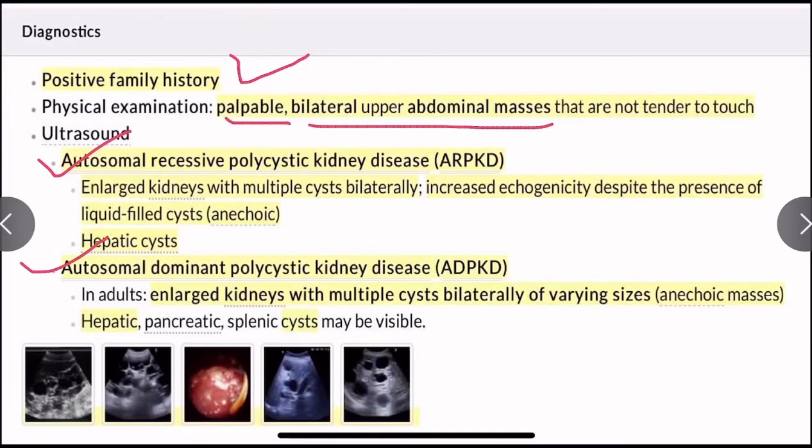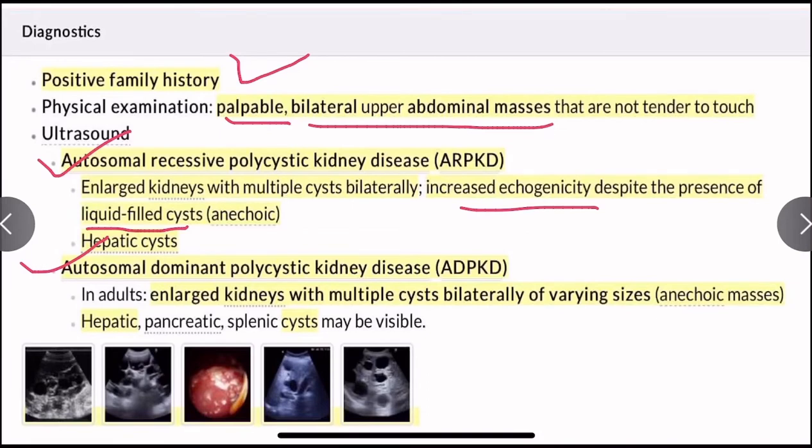In autosomal recessive, an enlarged kidney will be there with multiple cysts bilaterally. So both kidneys have multiple cysts, and because of the cysts, the kidney will be enlarged with increased echogenicity. Let me tell you what increased echogenicity means. Echogenicity is the reflection of ultrasound from solid tissue, so your solid tissue shows reflection. The cysts forming in your kidney are anechoic, meaning they are liquid filled.